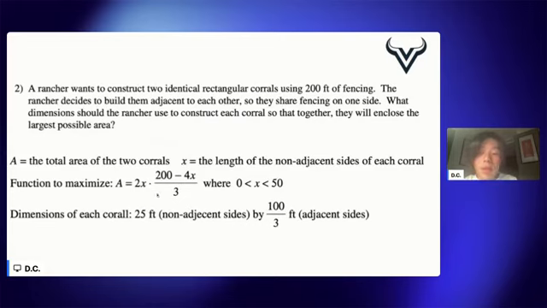And then it's the same thing. You take the derivative on this side and then do the candidate test and plug it back in for the largest area, which we want. And at the end we found 25 feet for the non-adjacent sides and then 100 over 3 feet for the adjacent sides.